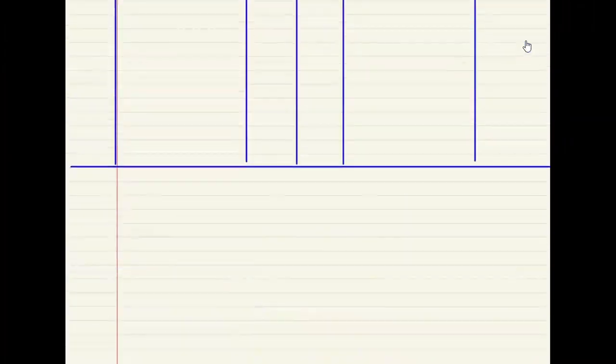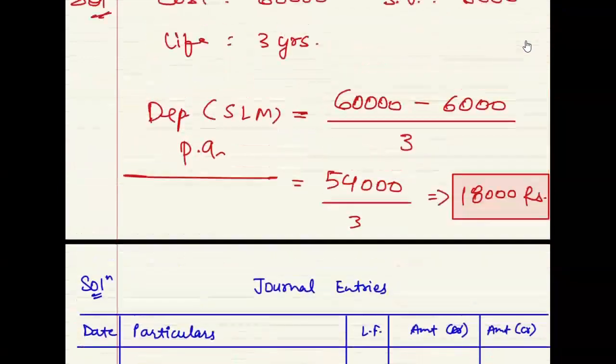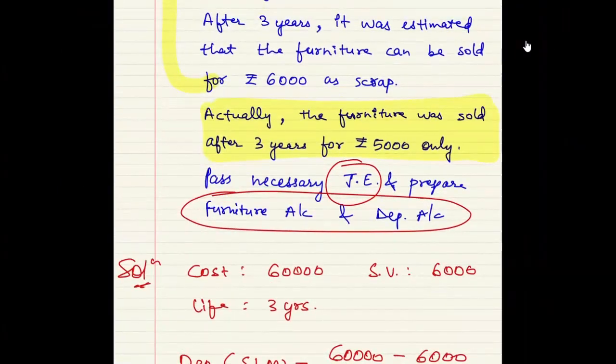Now what to do? Can I do the balancing here? Everyone tell me. Can I do the balancing over here? Answer is no. Why no? Because in the question, this is the new part. They have sold this furniture after 3 years for rupees only.